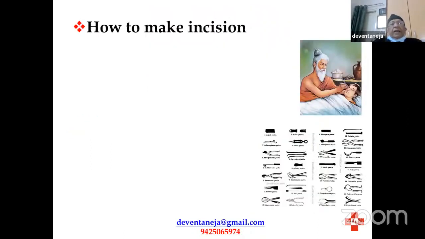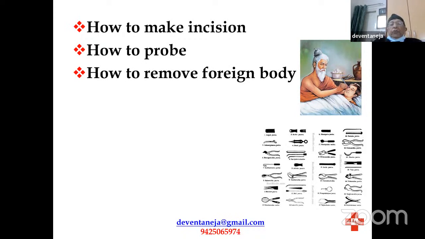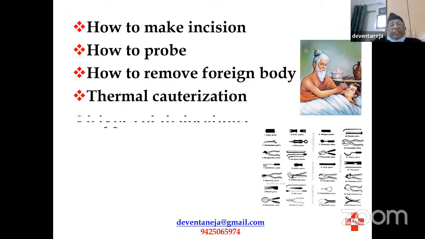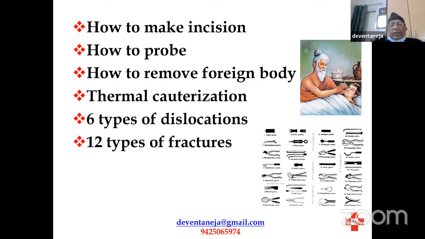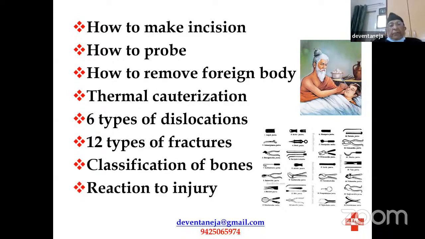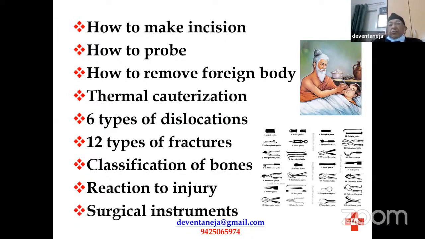Sushruta at that time knew how to make incisions, very interesting, how to probe, how to remove a foreign body, and what thermal cauterization is, which we are talking about these days, and the 6 types of different dislocations and 12 types of fractures, which we talk about. He classified the bones, and he talked about the reaction to the injury, and talked about surgical instruments.